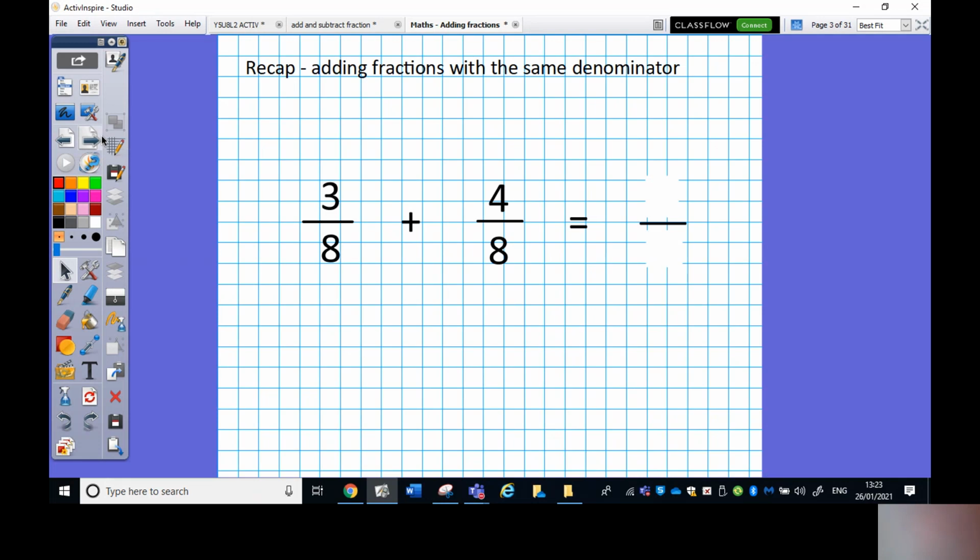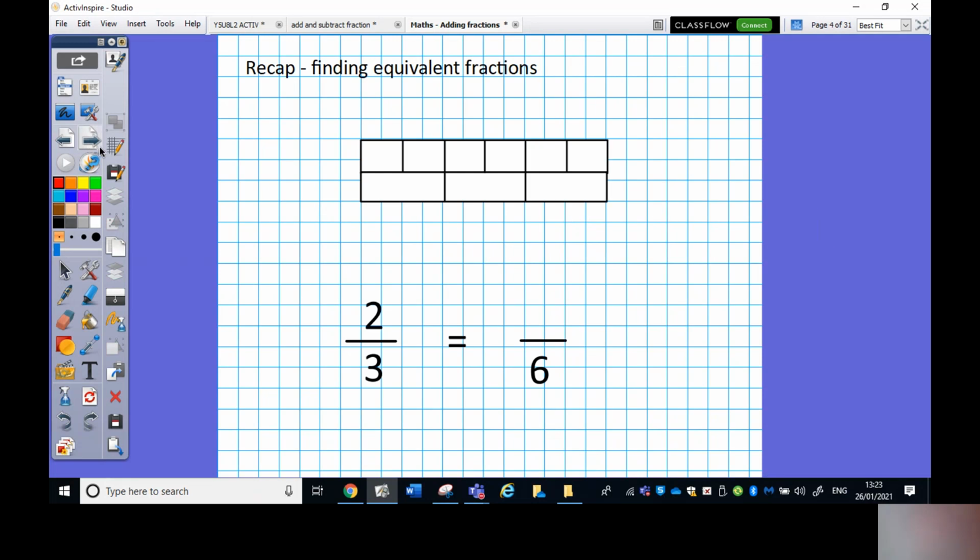Here we have 3/8 and 4/8. So what do we notice? The two denominators are the same. Does that change? Great, so that stays the same. We don't add them. And then we add our numerators. So 3 plus 4 equals 7. Fantastic.